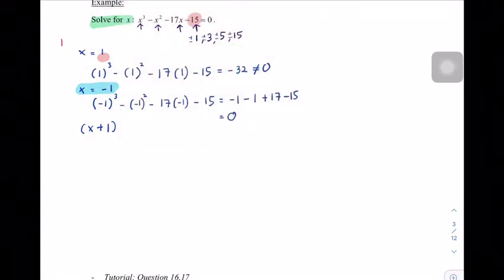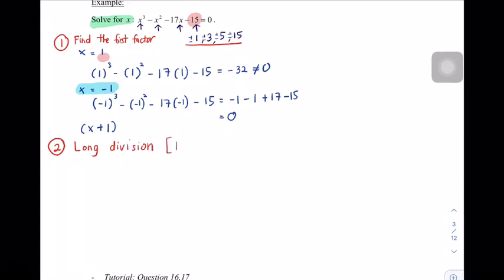So we are done with the first step, which is to find the first factor by looking at the constant term and trial. The second step is you have to do a long division, that is, divide your cubic polynomial or your cubic equation with the first factor.